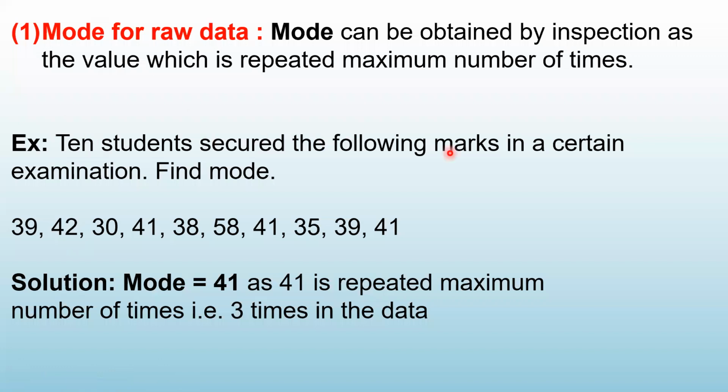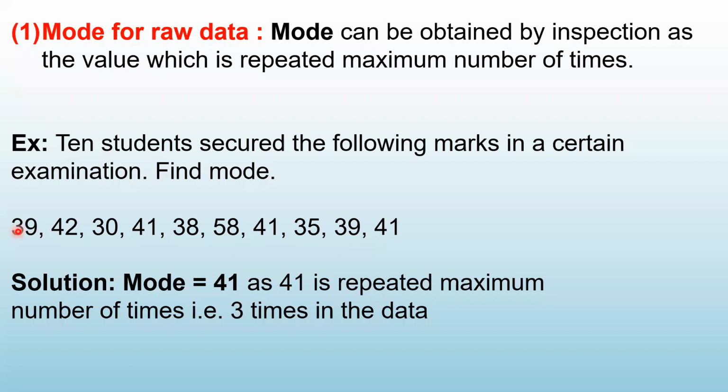10 students secured the following marks in a certain examination. What are the marks scored by the students here? It is 39, 42, 30, 41, 38, 58, 41, 35, 39, and 40. You have to find out the mode. That means you have to find out which number is repeated maximum number of times.